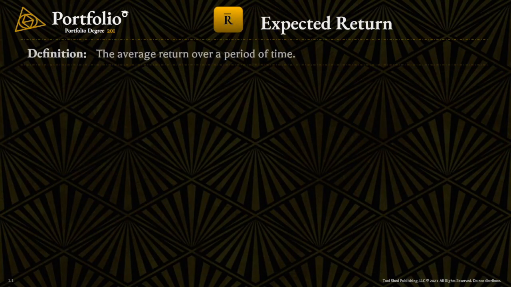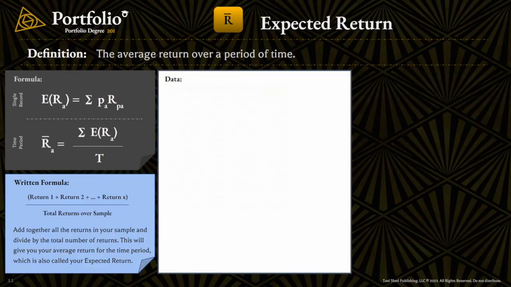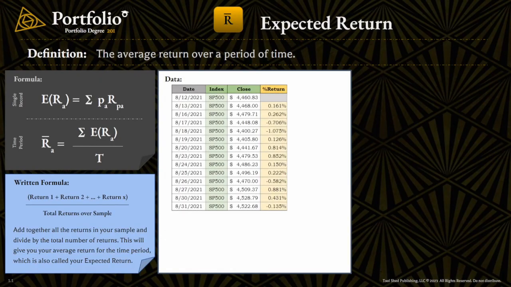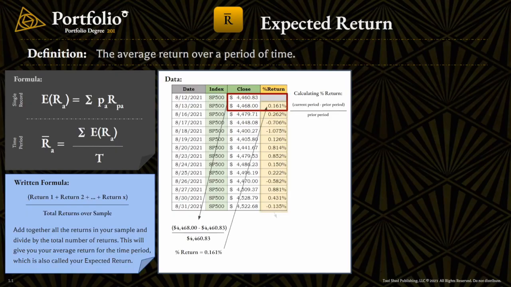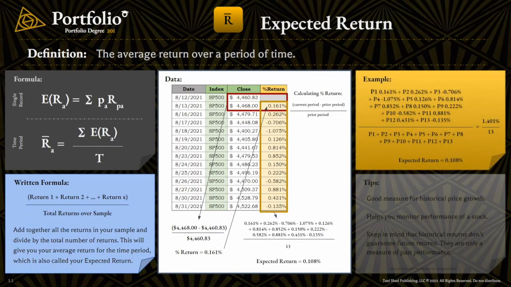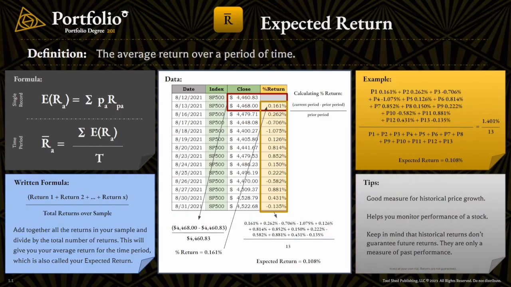Let's get into expected return. Expected return is the average return over a time period. With a lot of these slides, you're going to see 2 math formulas in the upper left, one for analyzing a single record and a second for analyzing a set of records over a time period. Showing you an example, here's the math behind calculating a single return. And from there, a single return goes into a set of returns, and then that set gets analyzed as the group, and you come up with your expected return for that time period.